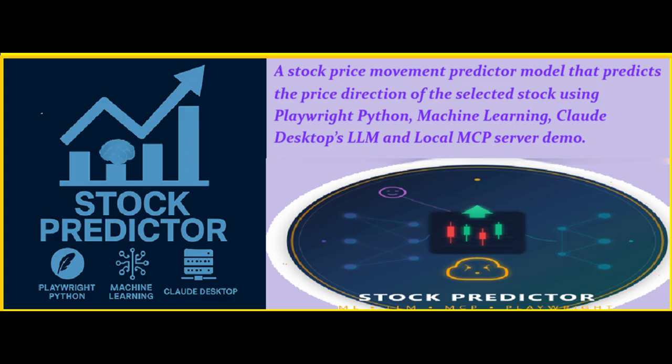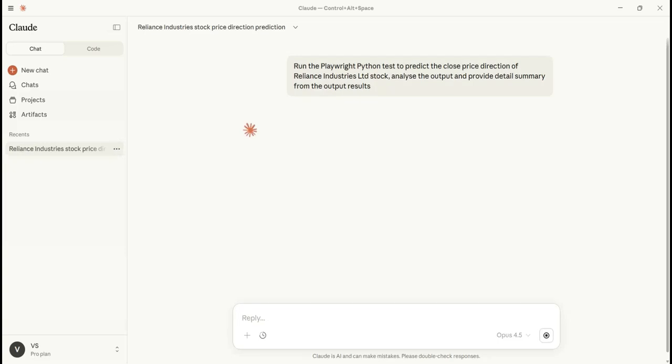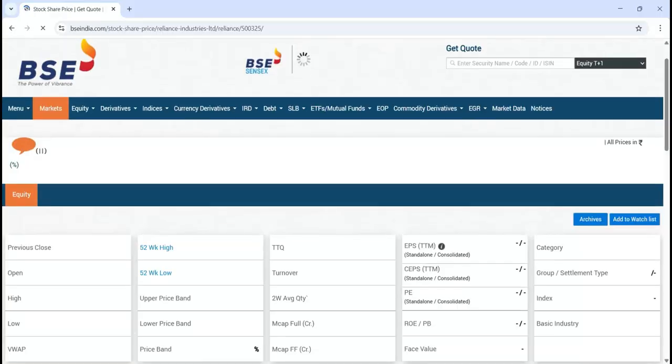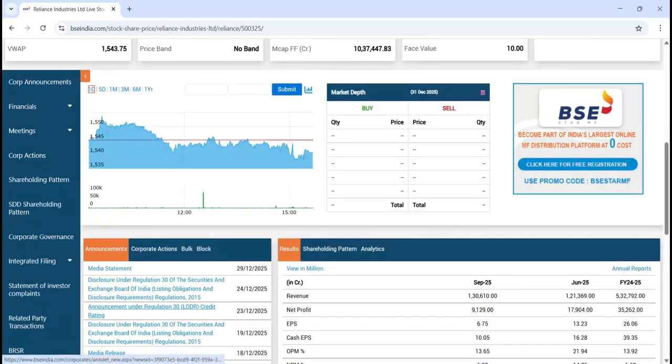Claude Desktop LLM is connected to the locally created MCP server, and this MCP server has two tools such as one for running the Playwright Python test and another for summarizing the generated data and graphs in Python. I have given a prompt to run the two tools for running the Playwright Python test and another for summarizing generated or scrapped data as output summary result.